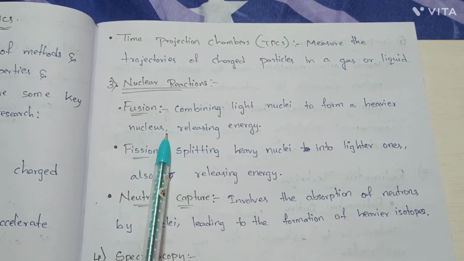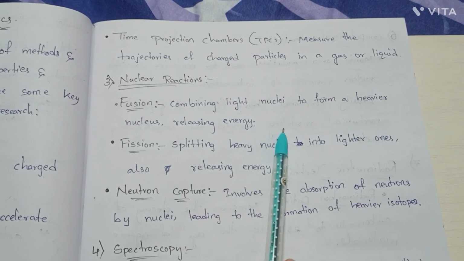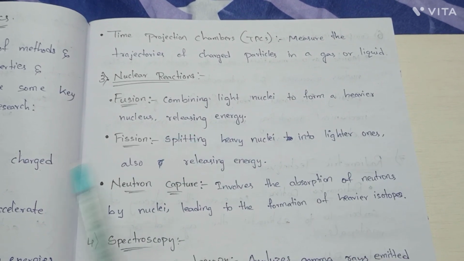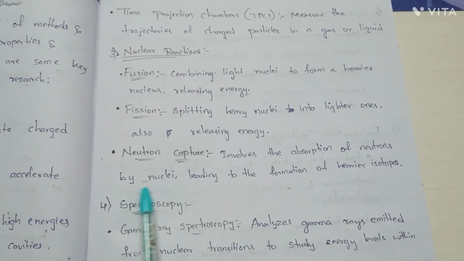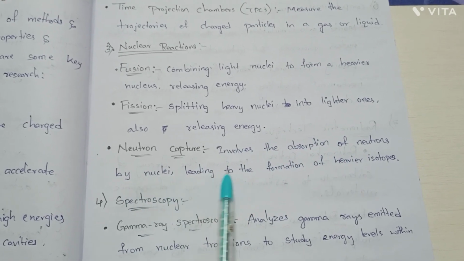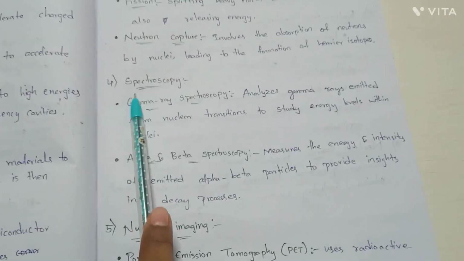Nuclear reactions. Fusion, combining light nuclei to form a heavier nucleus, releasing energy. Fission, splitting heavy nuclei into lighter ones, also releasing energy. Neutron capture involves the absorption of neutrons by nuclei, leading to the formation of heavier isotopes.